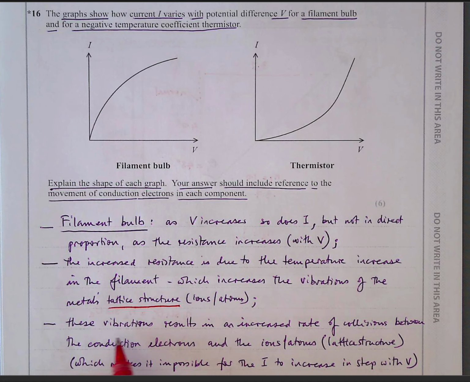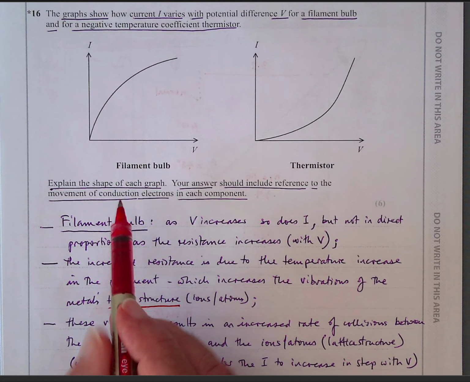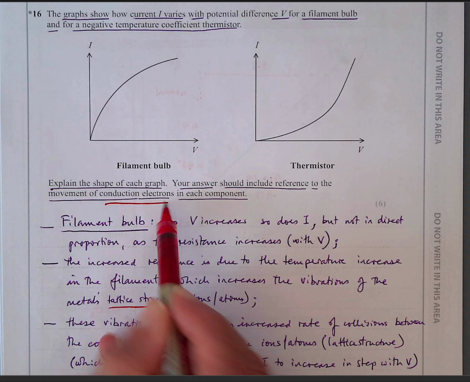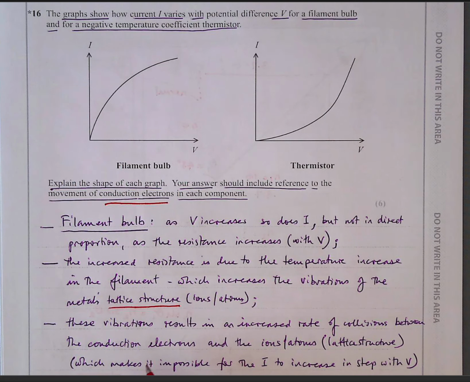The 3rd mark: these vibrations result in an increased rate of collisions between the conduction electrons, which is what they wanted you to mention, the conduction electrons, that means the free electrons or the delocalized electrons, and the ions or atoms in the lattice structure. This makes it impossible for the current to increase in step with the voltage. So that's the answer that you need to put to explain the shape of the graph.